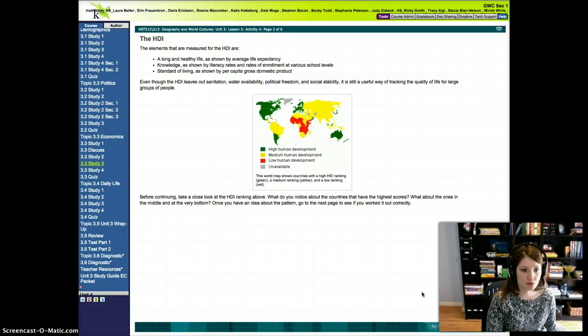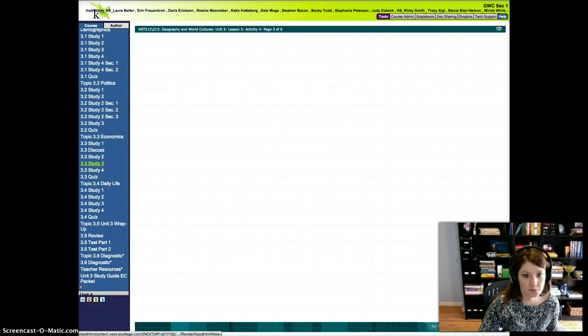Before continuing, take a close look at the HDI ranking above. What do you notice about the countries that have the highest scores? What about the middle and the very bottom? Once you have an idea of the pattern, go to the next page to see if you've worked it out correctly. All right, so the high is green. The medium, yellow, is most of upper South America and Russia and Asia, parts of Africa as well. And then low human development, unavailable, some countries as well.